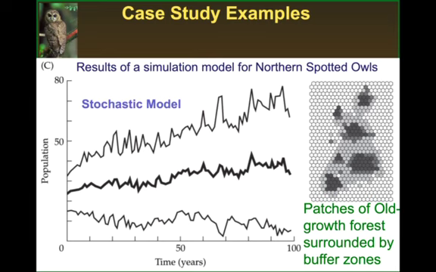But these are the kind of things that we can do, and they're pretty easy to understand and to convey to people. And again, these are just looking at different configurations of the old growth forest and using stochastic models, PVA models, to predict the outcome of the population size over a 100-year interval.